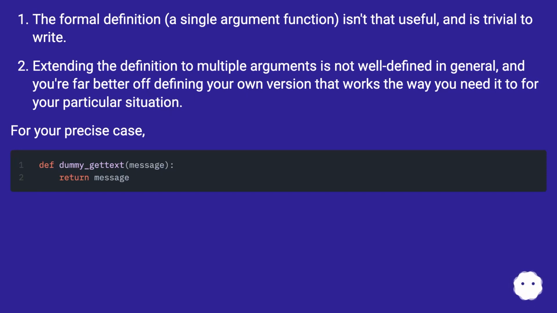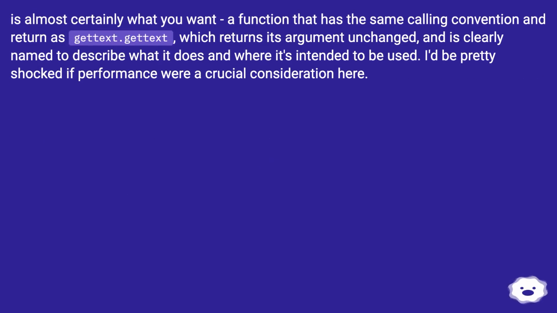For your precise case, this is almost certainly what you want: a function that has the same calling convention and return as getExt.getExt, which returns its argument unchanged, and is clearly named to describe what it does and where it's intended to be used. I'd be pretty shocked if performance were a crucial consideration here.